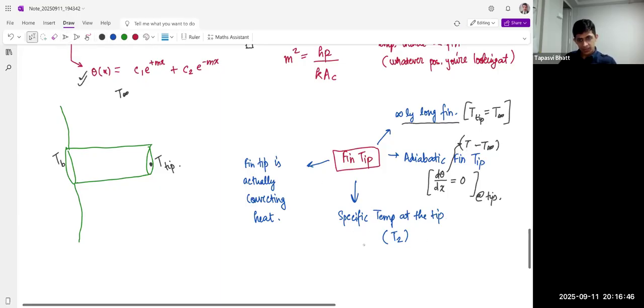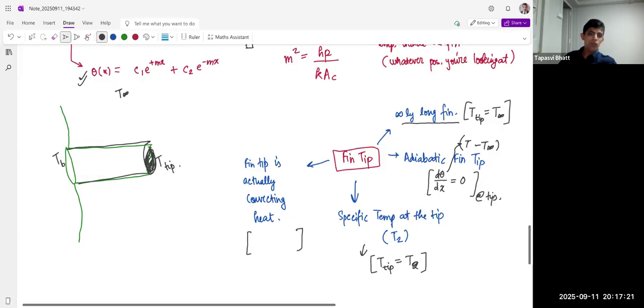Okay. What if there's a specific temperature at the tip? The boundary condition is T tip, very simple. T tip is T2, not T infinity. And if the fin tip is actually convecting heat, in that case, let's say in all these three cases, we assume that the only convection taking place is through this curved surface area of the cylinder. And the tip, because it's very small, is not convecting.